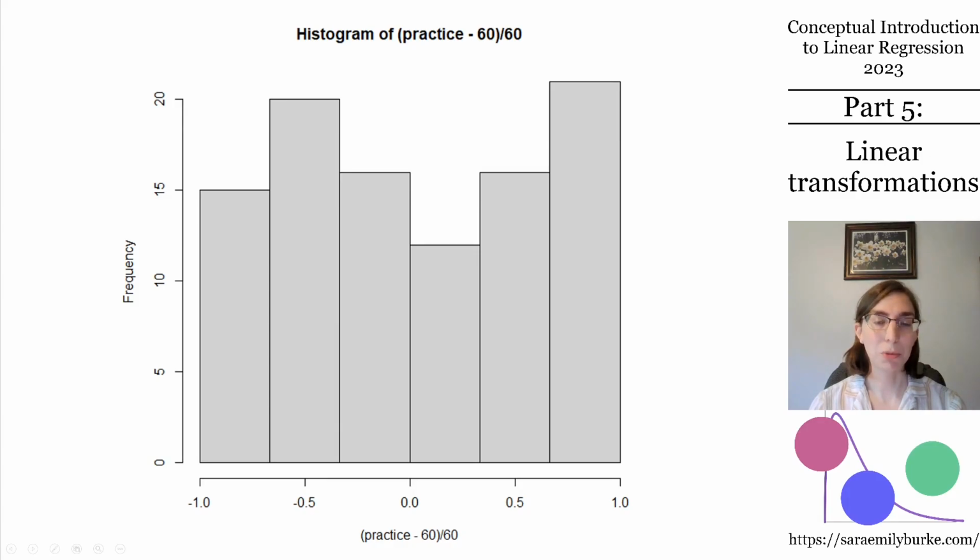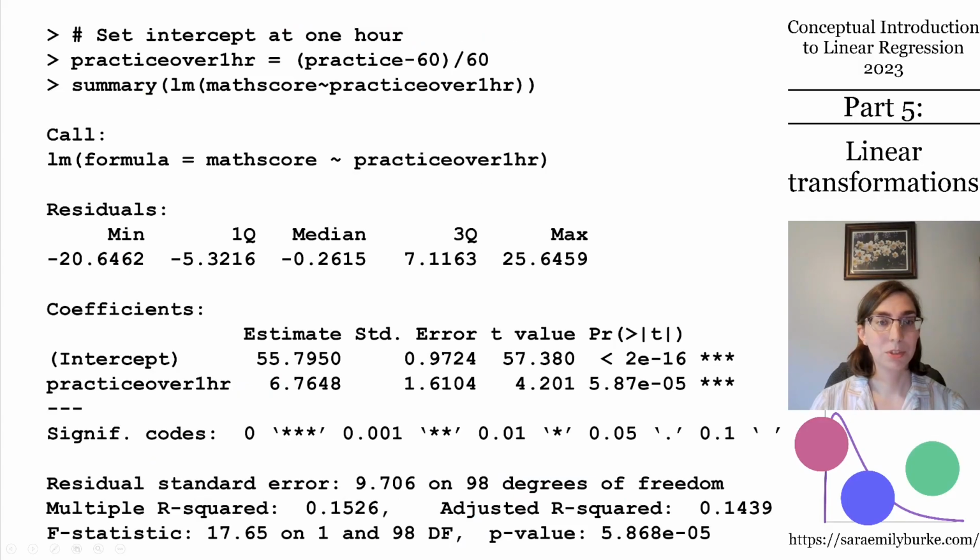What about the intercept? Will that be the same or different? The intercept will go up by 6.8. That's how much higher test scores were for people who practiced an hour compared to people who didn't practice. The old intercept was people who didn't practice, and the new intercept will reflect people who practiced an hour.